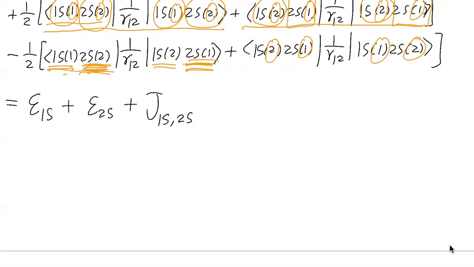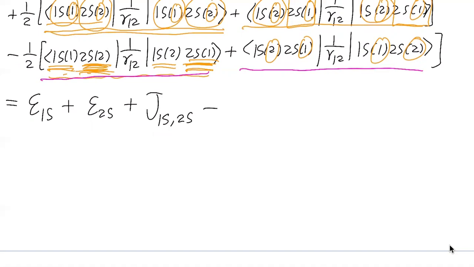If you do not exchange the label, then what you have is the Coulomb integral. But here you exchange the label, right, within a single bracket. So we call this integral the exchange integral. And obviously you have 1 exchange and 2 exchange, and they are identical. And therefore you have minus 2 times the exchange integral between the 1s and 2s electrons, right?